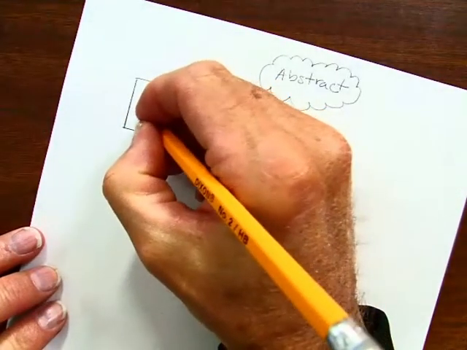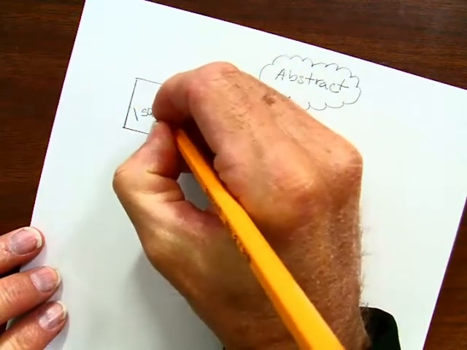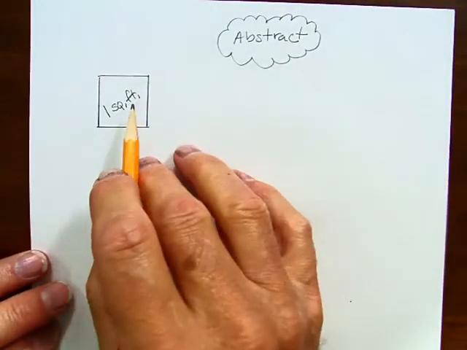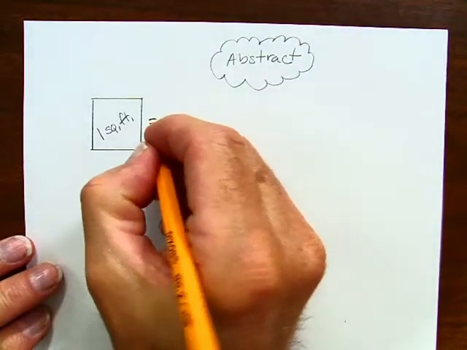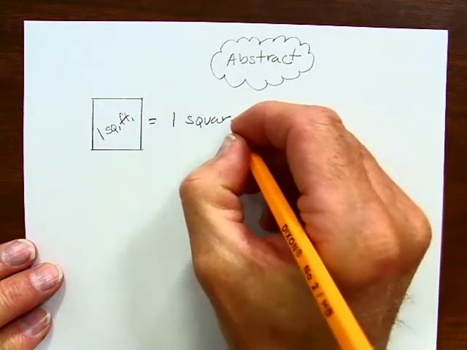So I did my square. And this would be a 1 square foot tile. I'm going to abbreviate feet FT. So this tile is 1 square foot.